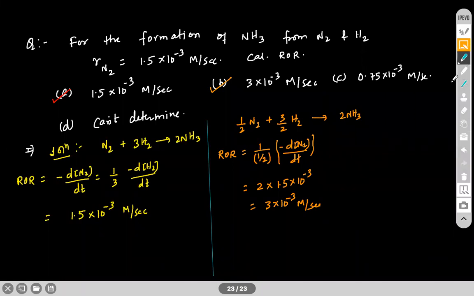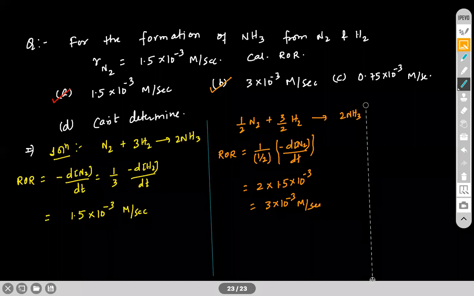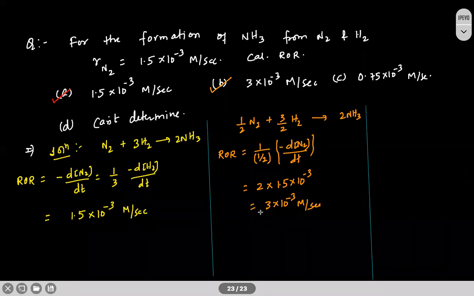divide the rate of N2 by 2 also. Rate of N2 by 2. And that's what I have done here: 1 by this into d of N2 by dt. So we must divide minus dN2 by dt by 2 also. By 2, again we have to divide. Yes, sir. So 1.5 into 10 to the power minus 3 should be divided by 2, if you are multiplying the whole equation by 2.